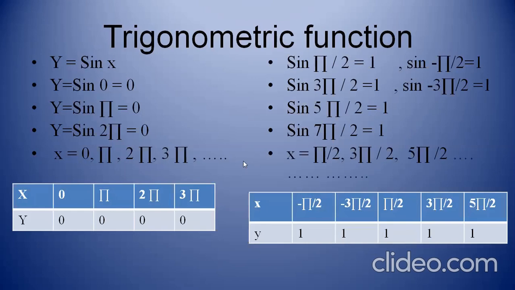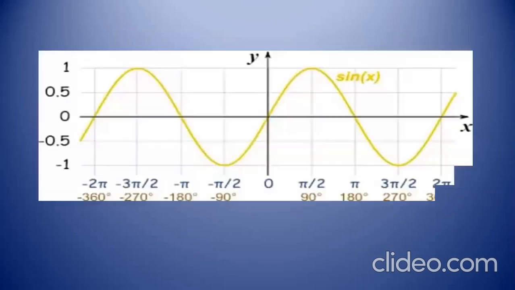Now, if we draw these points on graph paper and join them together, we can easily get the graph for the sin x function. The graph looks like this. It is a periodic graph because after a fixed interval, the sin x values repeat. So that's why it is known as a periodic graph.